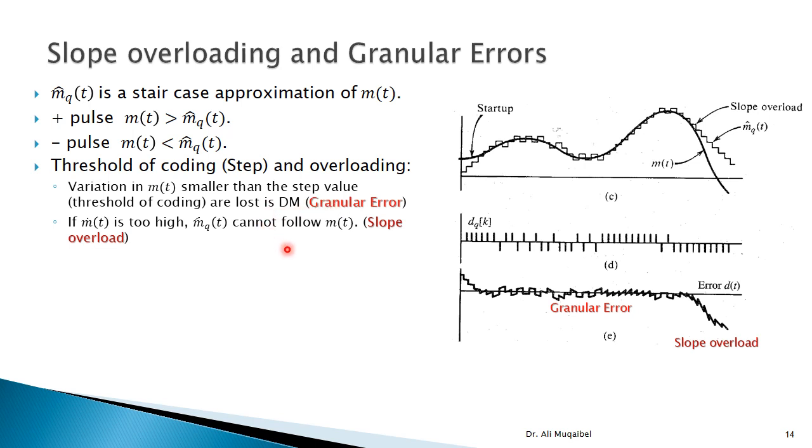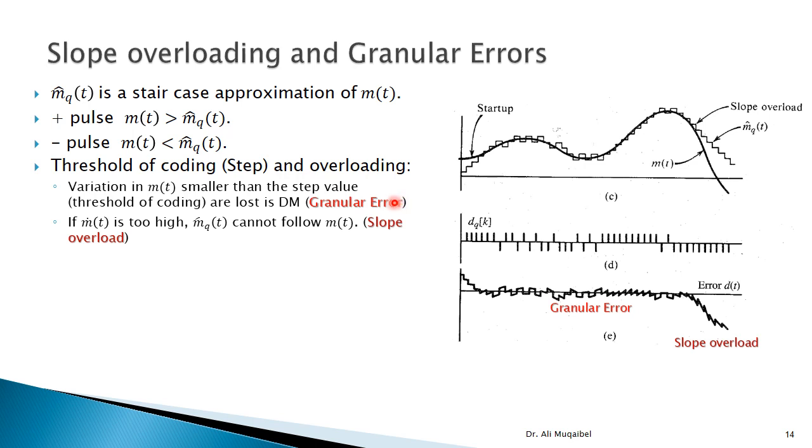Now there are a few things to note here. How much is the step size? And should it be large or small? Now we have problems here. If your message is constant, then you get a kind of error that's called granular error, because you have to go up and down, up, down. You fluctuate between positive and negative. It's a small error, it's granular error.